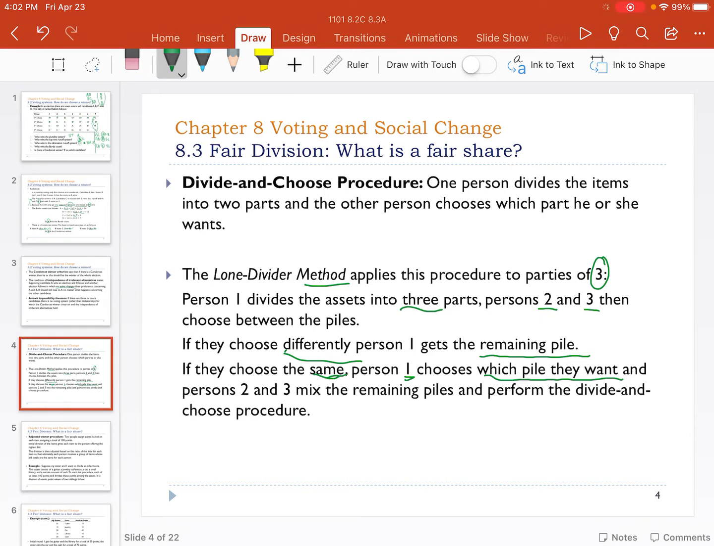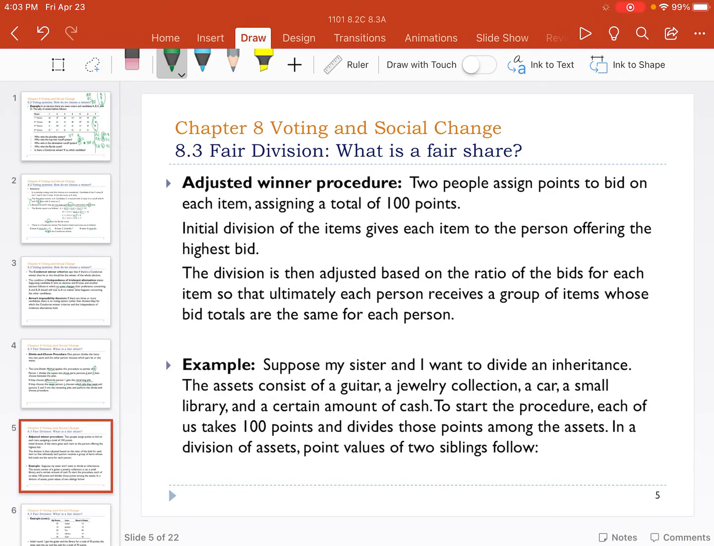So the idea is to make it as fair as possible, and then you'll get to be the picker, which may be slightly better, at least in your view. And then 2 and 3 will just have to mix up the remaining piles and divide it up any way they can according to the divide and choose procedure. Just one more round of it, but then they've got to debate amongst themselves. You've already got your pile. So that's how that can turn out.